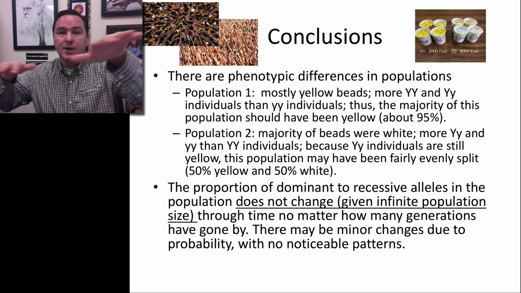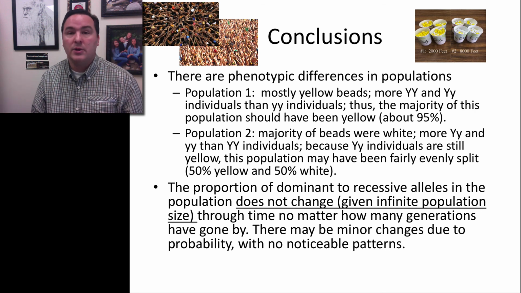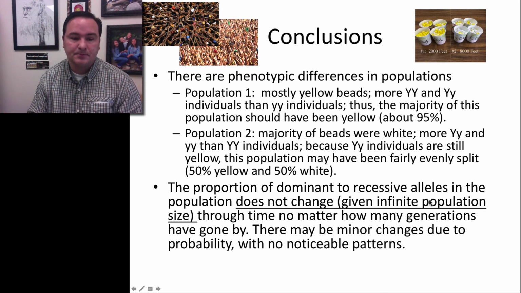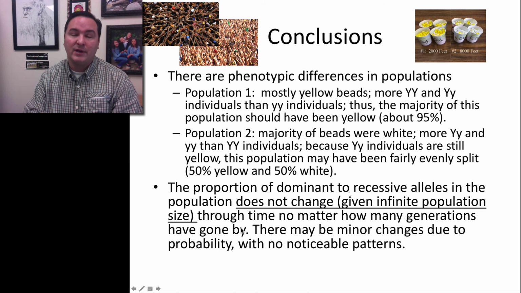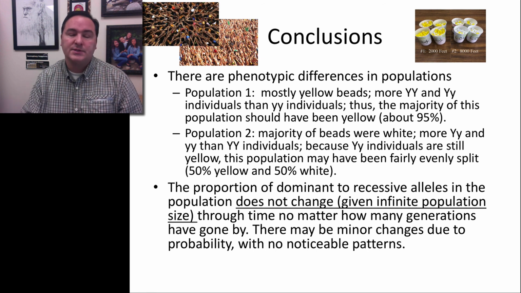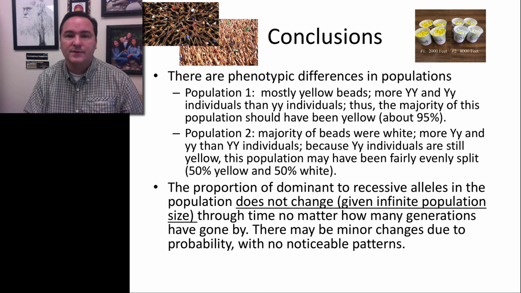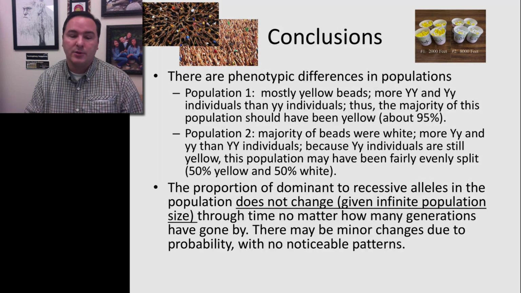If they continued to just do that over time, you wouldn't expect the numbers to change. So the proportion of dominant to recessive alleles in the population does not change, especially if you have an infinite population size. Now there may be these minor changes due to this random chance of slightly sampling in different proportions than the original population, but we're going to assume that these patterns were not really important in this case.